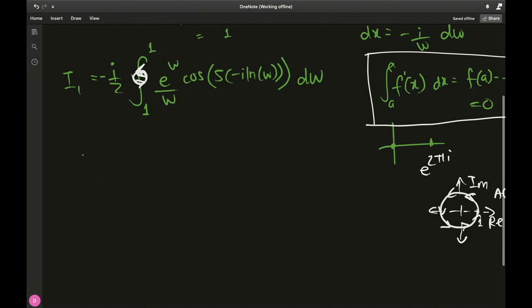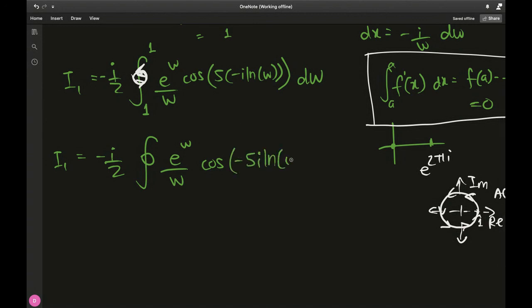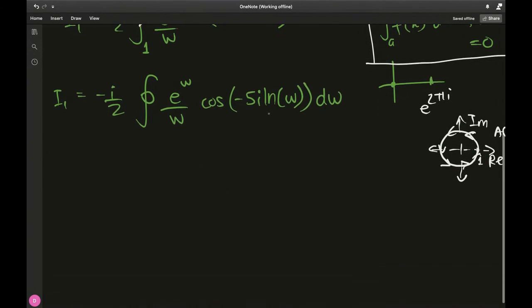Okay, so now that we know that this is a closed integral, let's write I1 as minus i over 2 times the closed integral of e to the w over w times cosine of, we can write this as negative 5i times natural log of w dw. Now again, noticing the natural log, this is actually a hint to use the exponential definition again of the cosine, because the exponential and natural log are actually inverse functions of each other.